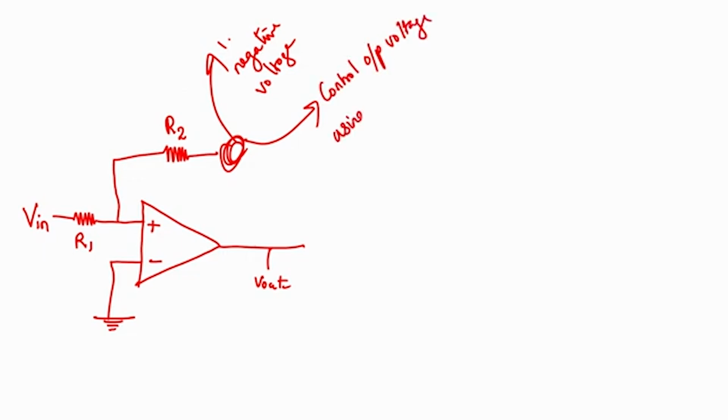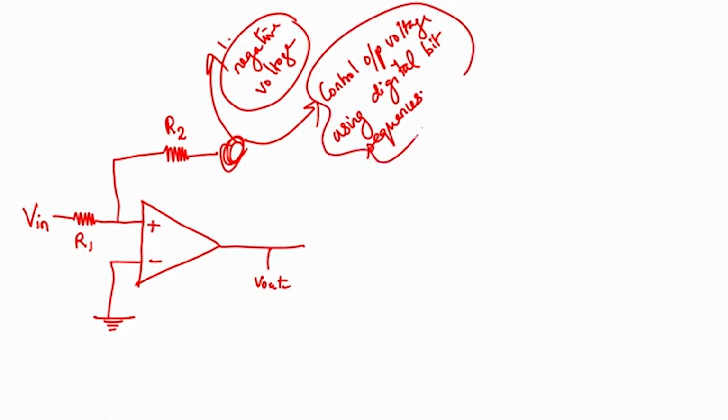using digital bit sequences. Two things. It should have negative voltage so that we will have negative feedback, so that amplifier operation can work properly, and we should have controlled output voltage that will change with bit sequences, so that we can do a digital control of the gain stage. So the gain stage of the amplifier can be digitally controlled using a DAC.